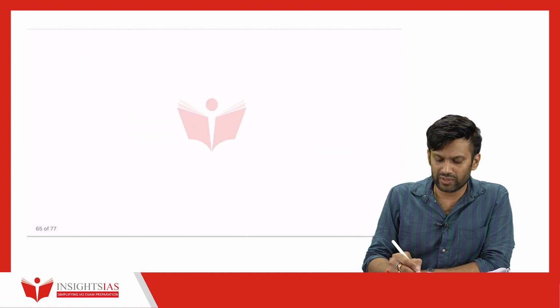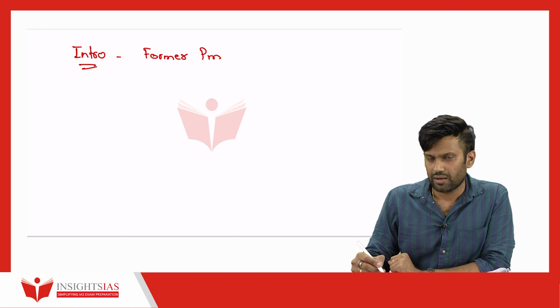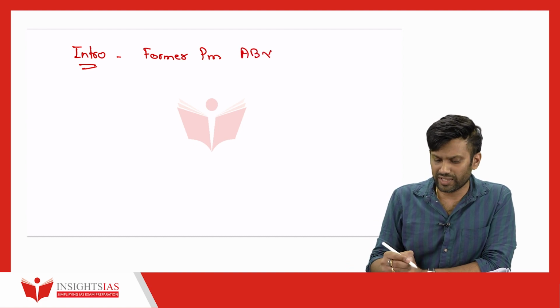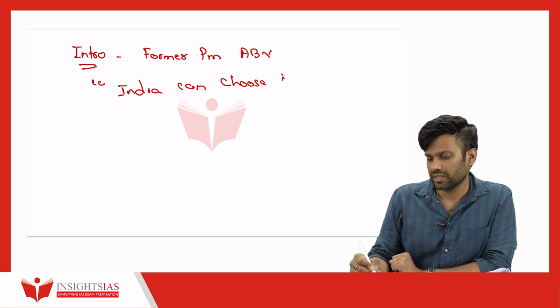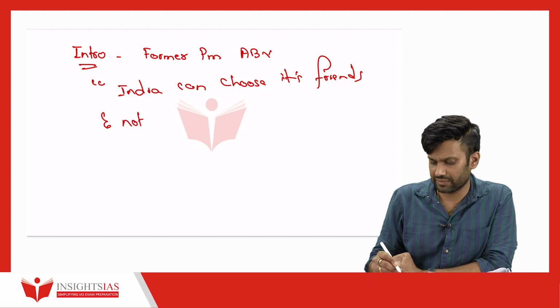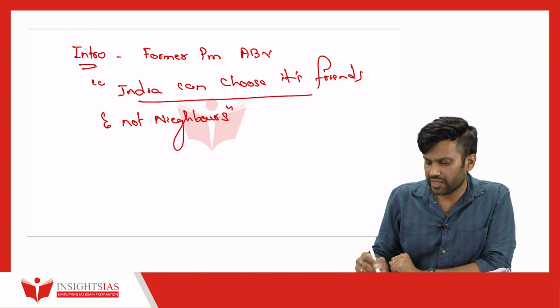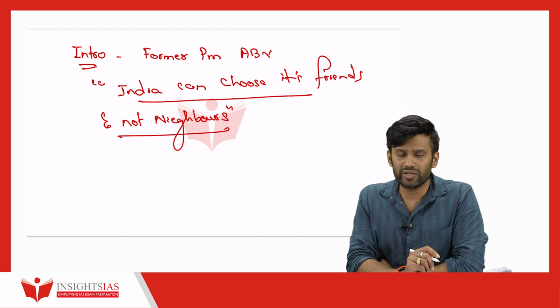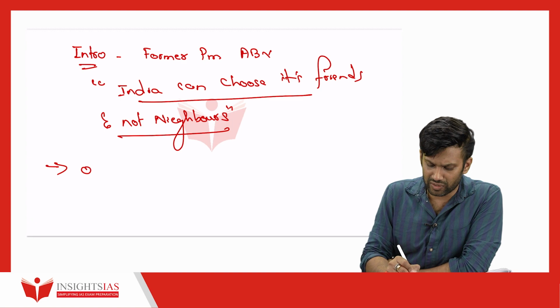So I would suggest you start with a very good introduction. You can say former Prime Minister Mr. Atal Bihari Vajpayee once said that India can choose its friends but not neighbors. Hence, any development in the neighborhood is going to have implications for India. Then you try to write in one paragraph what the ongoing crisis was.